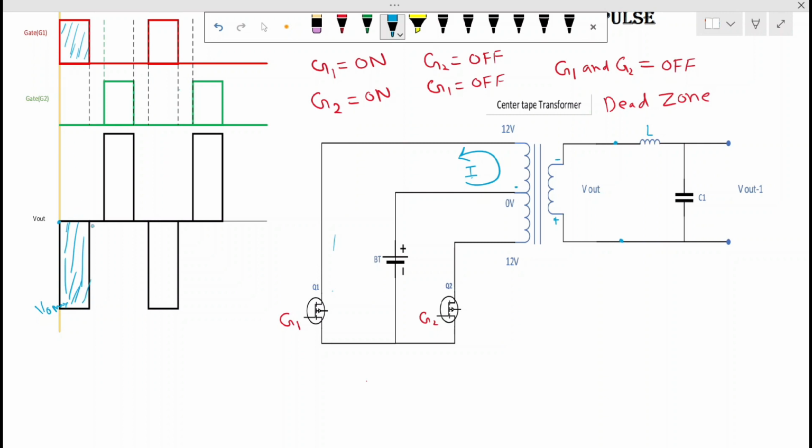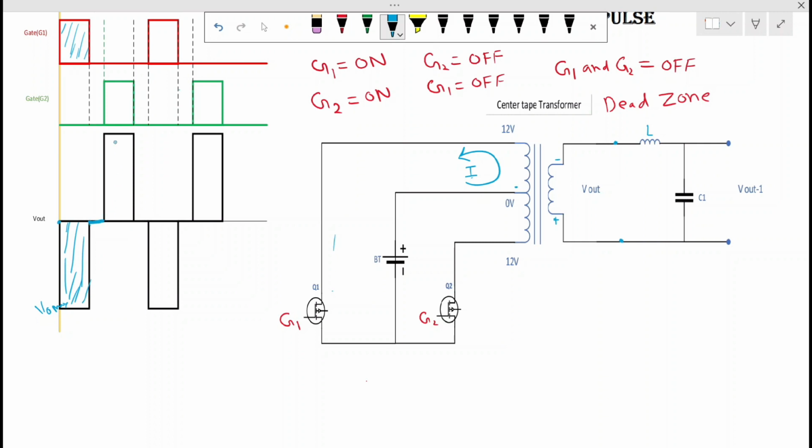And this continues until the switch is on. When the switch is off, after that the dead zone comes, and when the dead zone comes, there is no operation. So what will happen here? Flux will not change and the output also will not be generated, as per Faraday's law of mutual induction principle. So here the waveform is zero, the output voltage is zero.